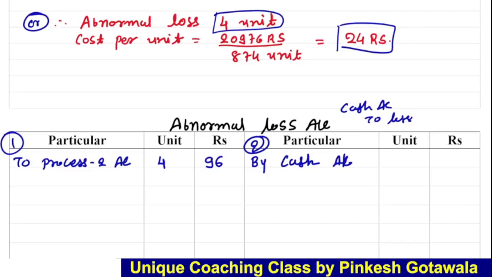Clear? So here we should give the entry by cash account. How many units of loss do we have?